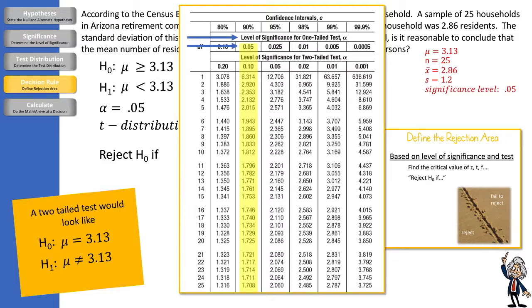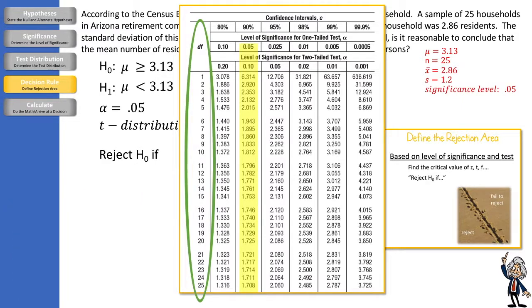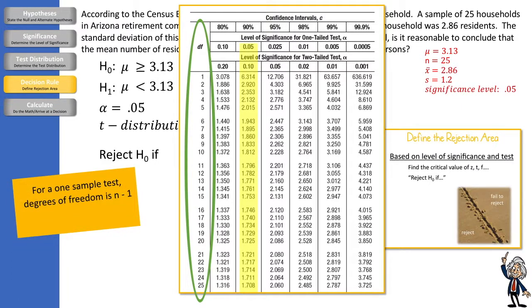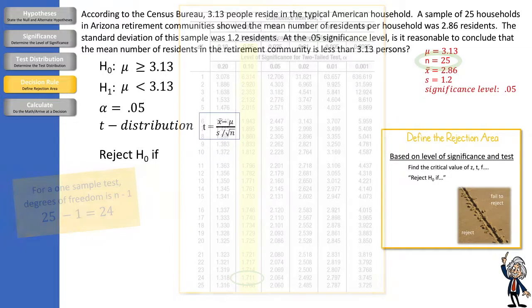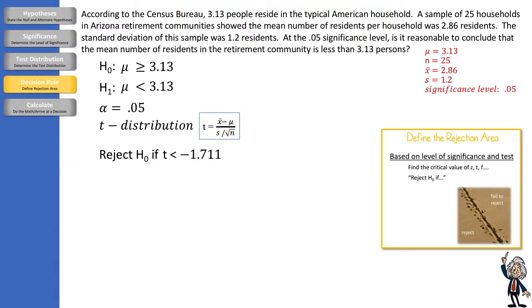Now on to the degrees of freedom. For a one-sample test, the degrees of freedom is found by n minus 1. So if our sample size is 25, our degrees of freedom is 25 minus 1, which is 24. And here we have our critical t-value of 1.711. Okay, back to our problem. We write reject H sub 0 if t is less than negative 1.711.